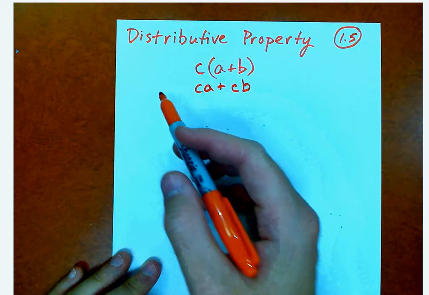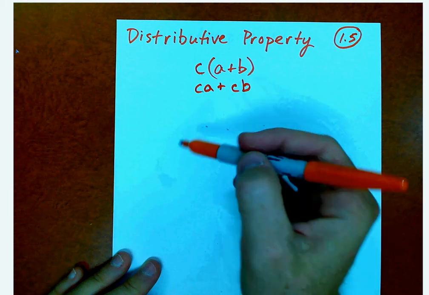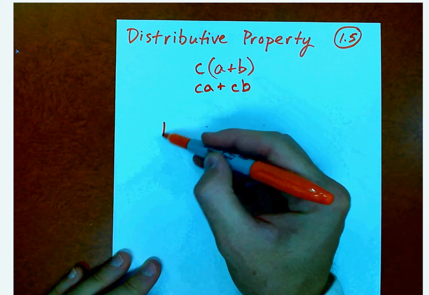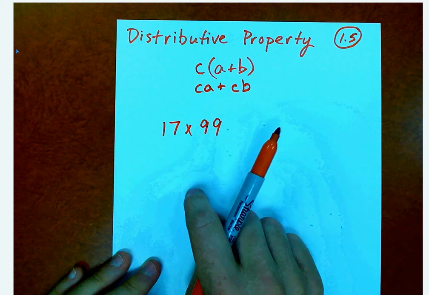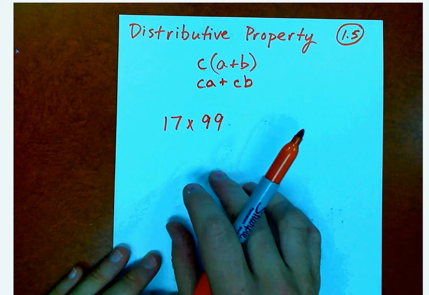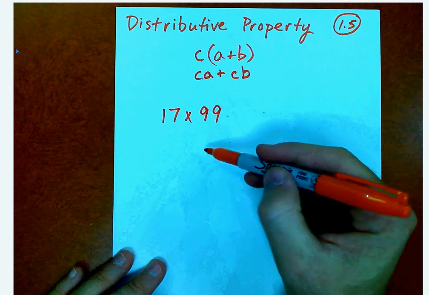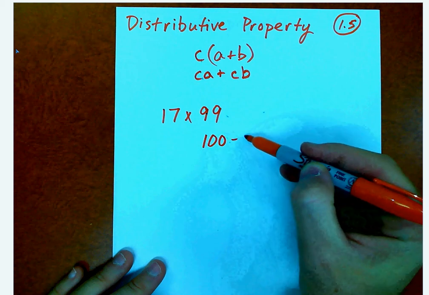The distributive property is particularly useful in trying to compute mental math. For instance, if I wanted to calculate 17 times 99, well, I could reach for my calculator, or I could just recall that an equivalent expression for 99 is 100 minus 1.